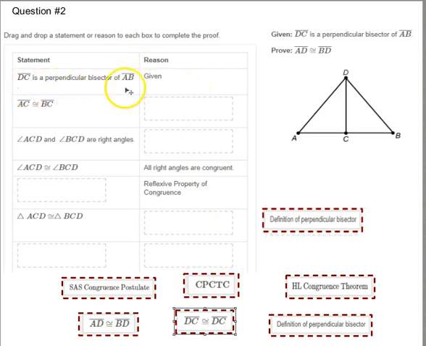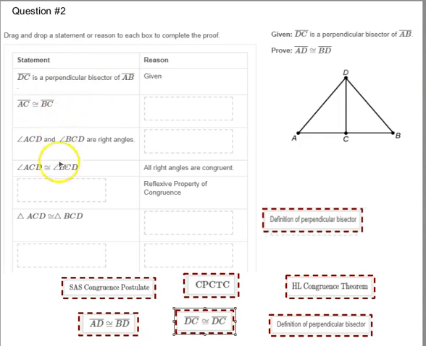It says DC is a perpendicular bisector of AB. First of all, you want to read your givens and your proof. Given DC is a perpendicular bisector of AB, prove that AD is congruent to BD. So the first line you definitely want to put the given in. So DC is a perpendicular bisector of AB, and of course the reason is given. So they're going to derive this next statement from here.